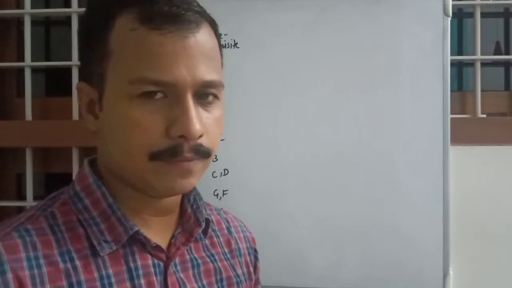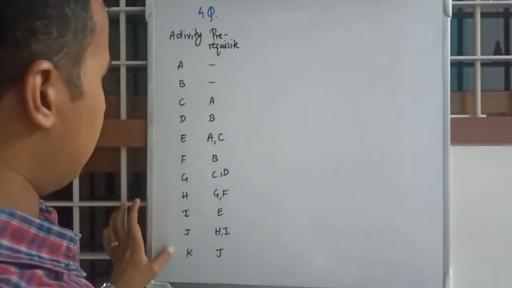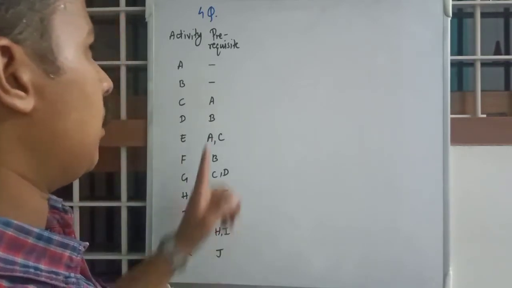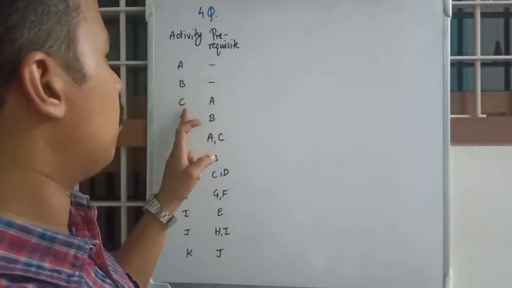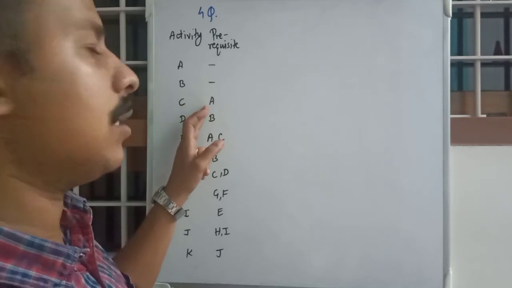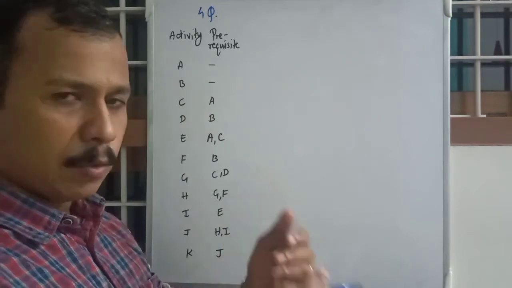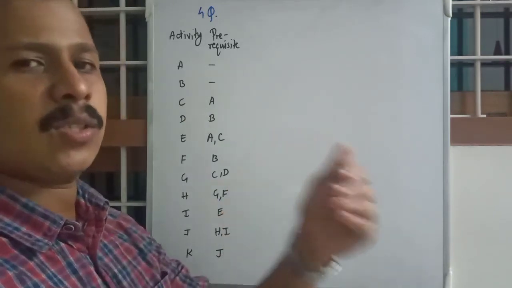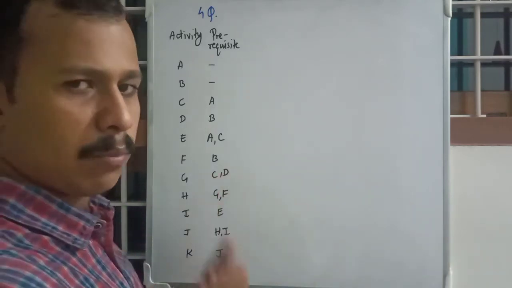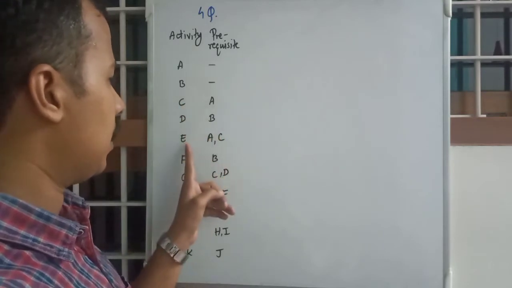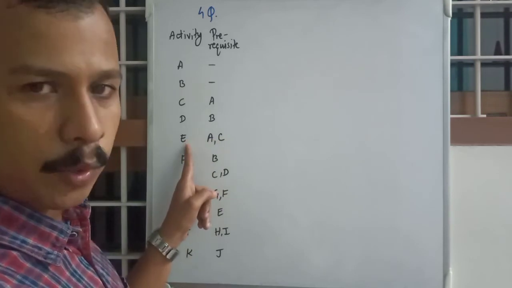So the fourth question. You have a set of activities from A to K, and you have their prerequisites. Prerequisites mean for completion of C, you should have completed A before C. In other words, C is the successor of A, or A is the predecessor of C. A should come behind C, and similarly A and C should be completed before you start on E.